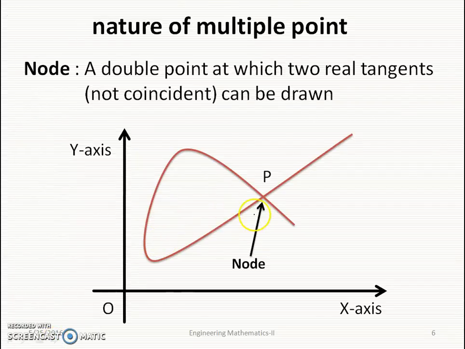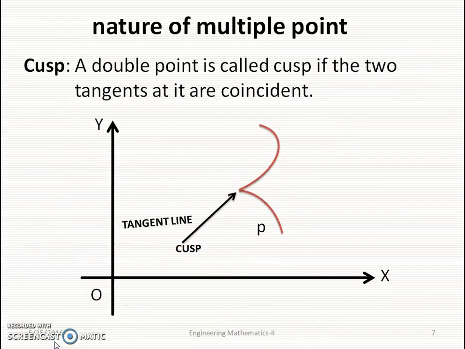First we discuss the multiple point which is known as node, a double point at which two real tangents, not coincident, can be drawn. So this point P here is known as node. This is one tangent and this is another tangent, so both tangents are distinct and not coincident, therefore this point P is known as node. Similarly, we discuss cusp. A double point is called cusp if the two tangents at it are coincident. So this point P where the two tangents are coincident is known as cusp.